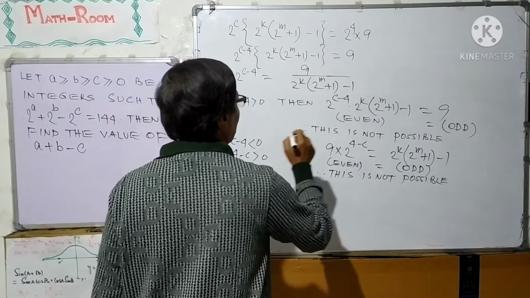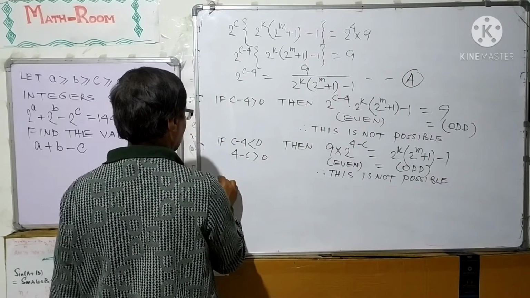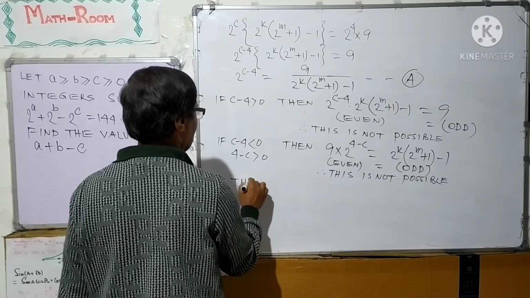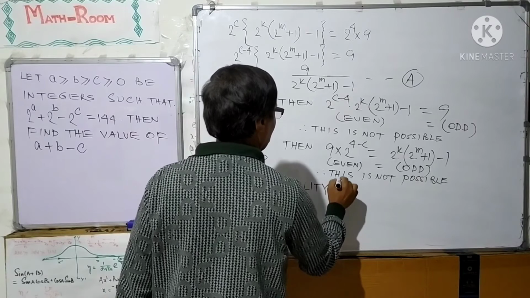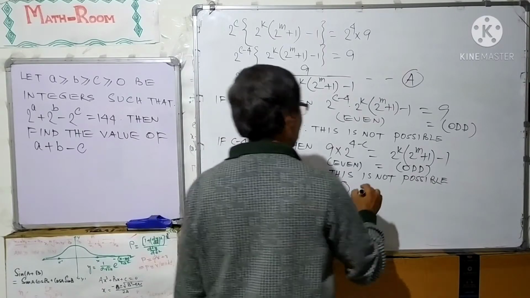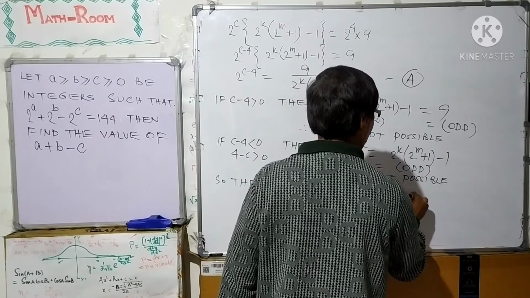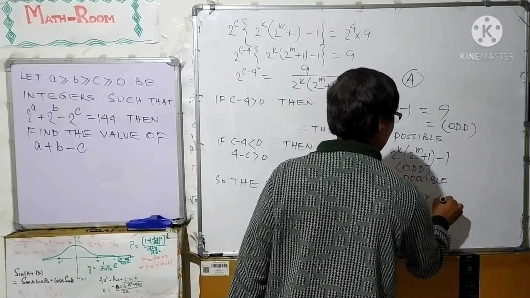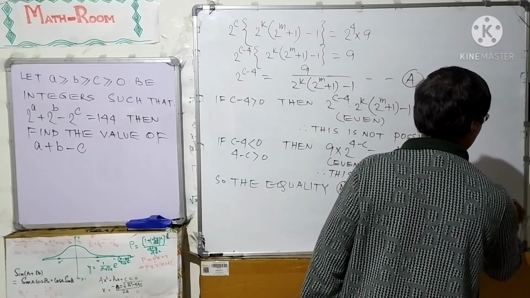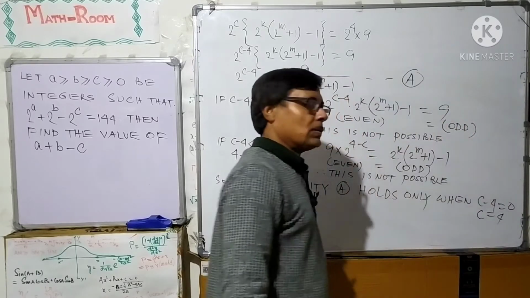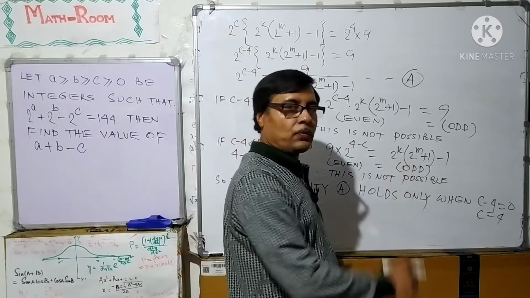So, the equality A holds only when c minus 4 equal to 0, that is c equal to 4. So, we have got the value of c as 4.